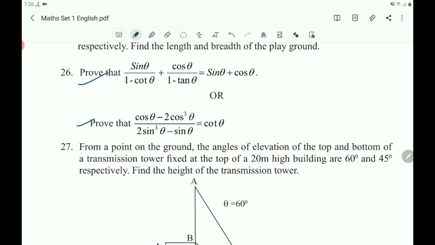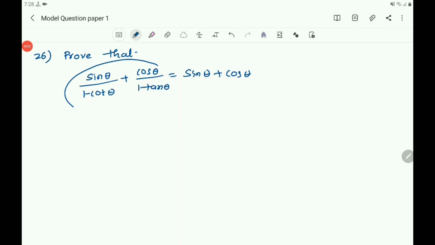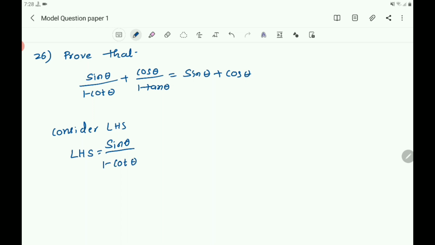Now let us solve both. Now you consider the LHS. So you write, consider LHS. LHS equals sin theta by 1 minus cot theta plus cos theta by 1 minus tan theta.